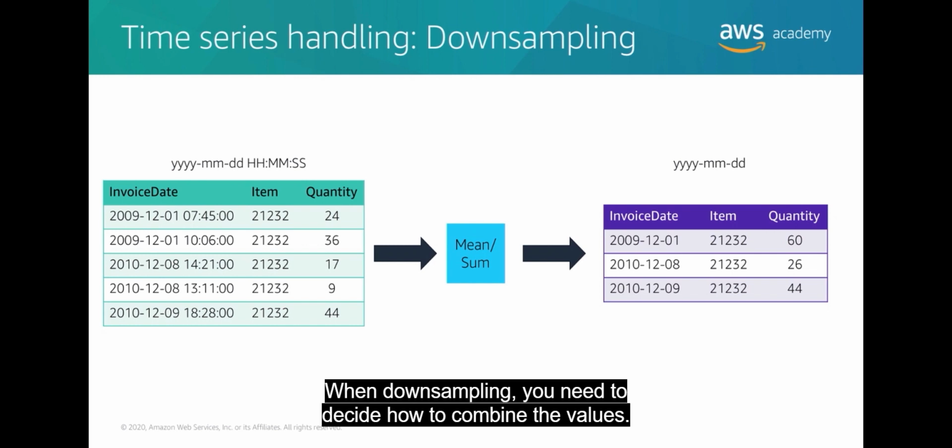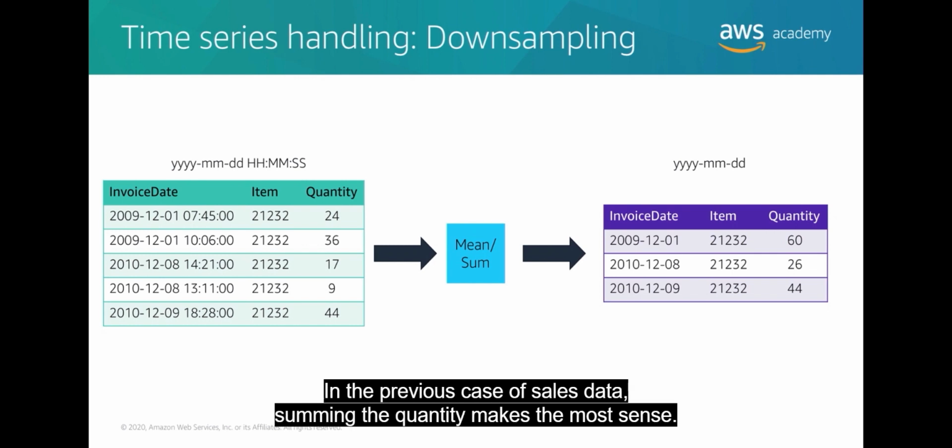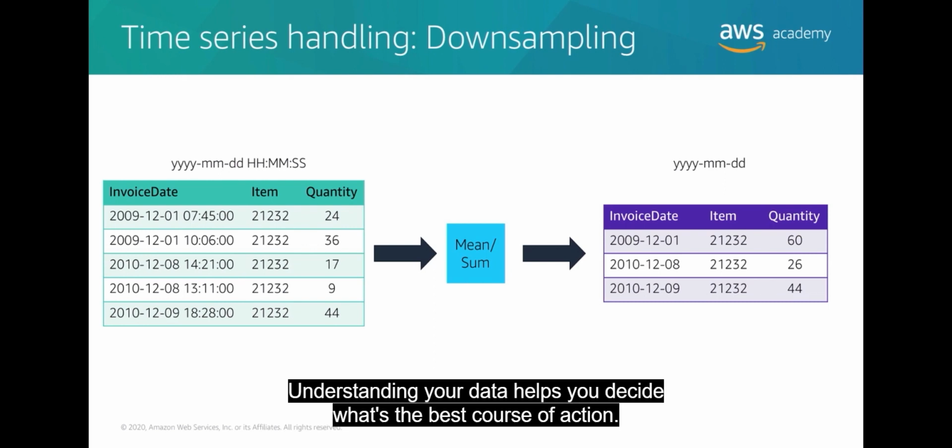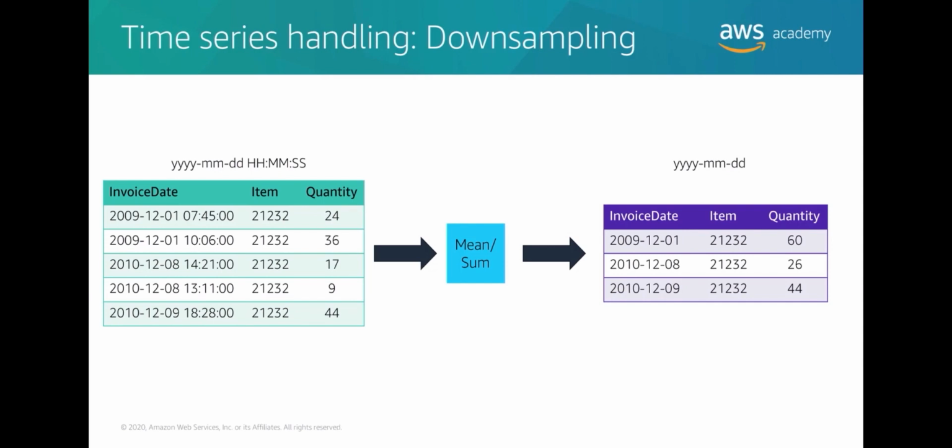When downsampling, you need to decide how to combine the values. In the previous case of sales data, summing the quantity makes the most sense. If the data is temperature, you might want to find the average. Understanding your data helps you decide what's the best course of action.